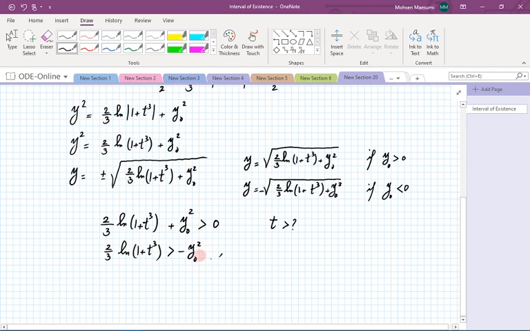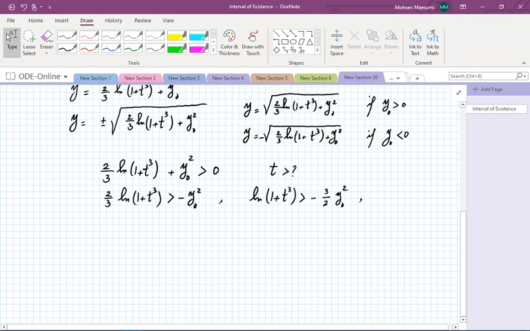Next, I cross multiply. So the logarithm of 1 plus t cubed is larger than what? Minus 3/2 of y0 squared. Then what? I still want to extract t. Well, you have to remove layers one at a time. You start from the most exterior layer and remove that and move inward. So how do I get rid of my logarithm? If I have a logarithm here, how do I get rid of it?